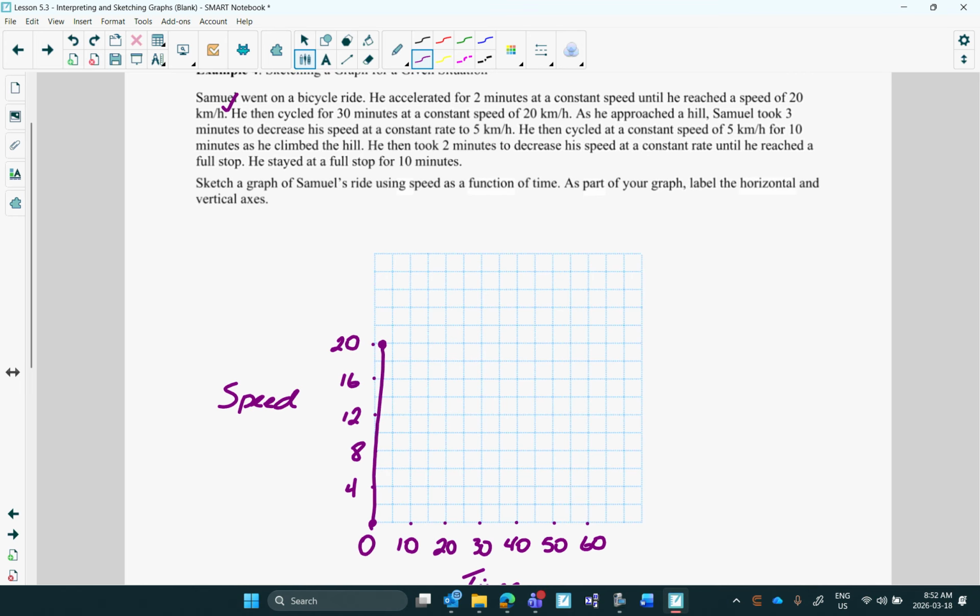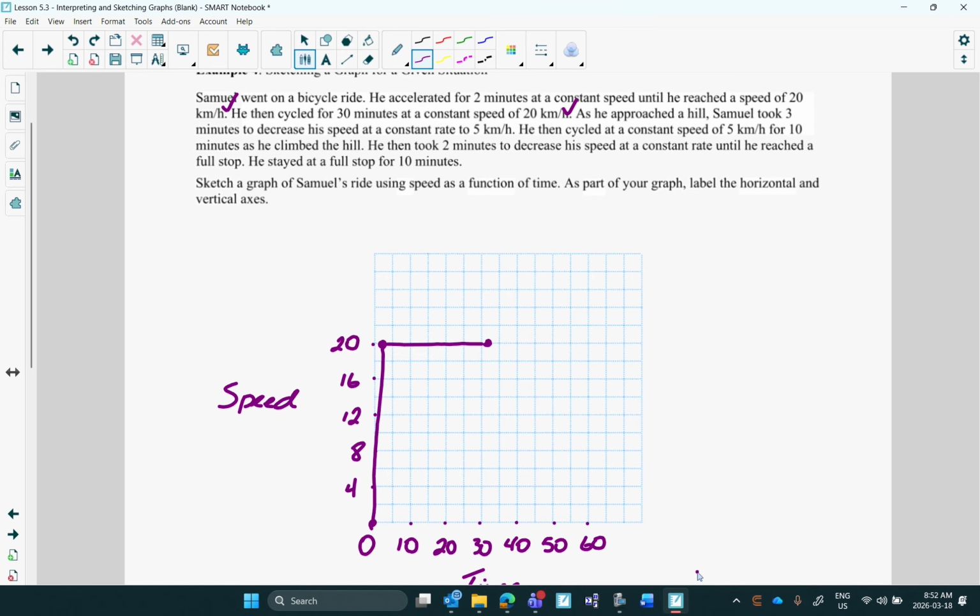Now we stayed at 20. So we're going to draw a horizontal segment for how long? So we're at 2 minutes here. We've got to go to 32 minutes, right? So we've got to go to about here. Okay? That one is done.